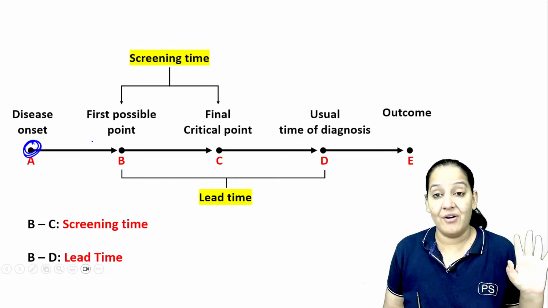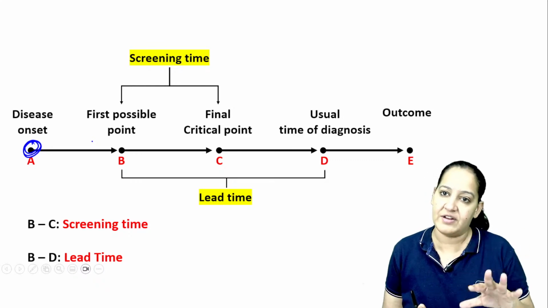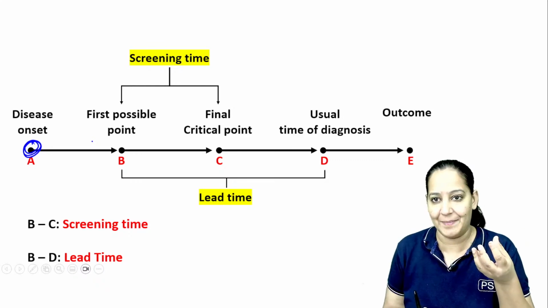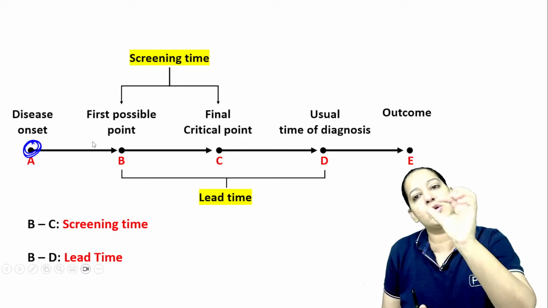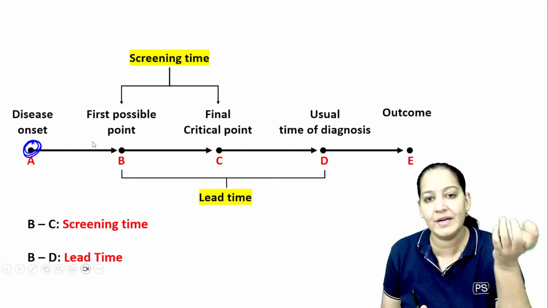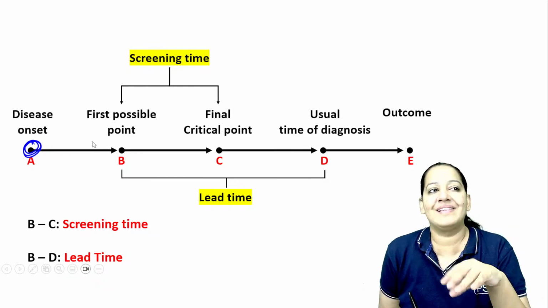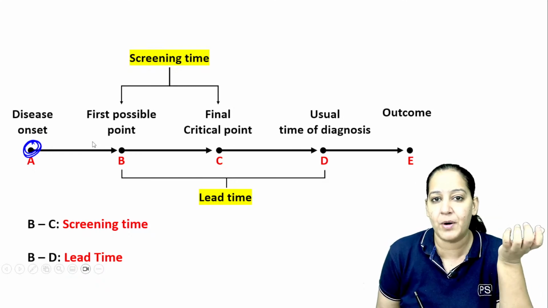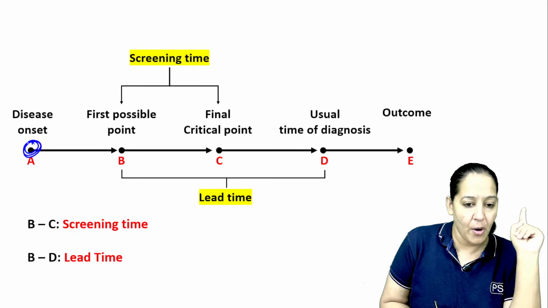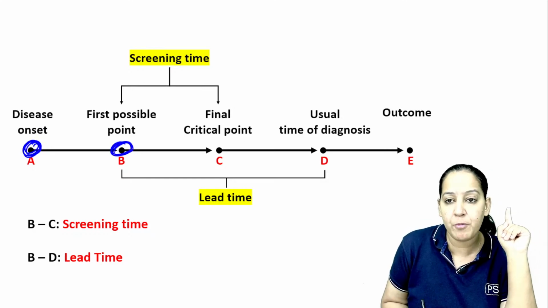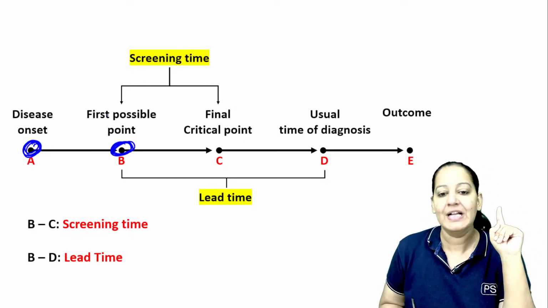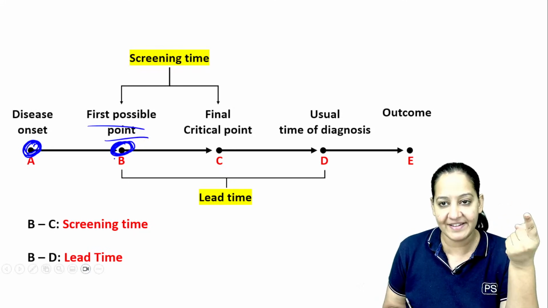So there is no test in the world that can detect a disease as soon as it is starting. It has to grow a little bit. As soon as it is 0.000001 millimeter, a small nodule, it cannot be detected by any test in the world. Let it grow a little bit, or let it cause some biochemical anomalies, then only it can be detected. This is the onset of the disease, and this is the first possible point where we can detect it.